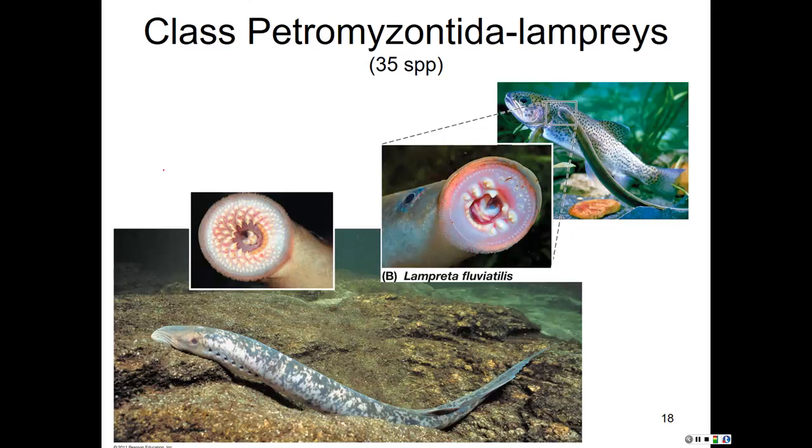So these guys don't have jaws, but they have this very terrifying round mouth. And most of them are parasites that will clamp this round mouth onto their host, oftentimes a fish. And they use their tongue, which usually has some kind of rasping, sharp projections, to bore a hole into the side so it can suck and ingest blood as a food for them. Kind of nasty little guys, but still just trying to make their way in the world, I suppose. So Petromyzontida, the lampreys, about 35 species of these guys.